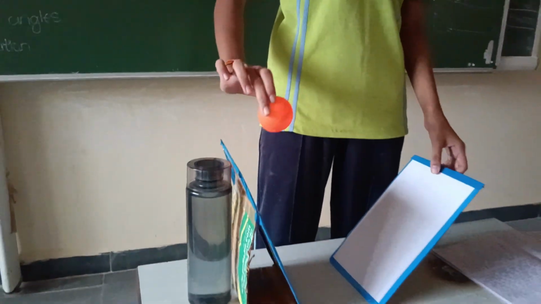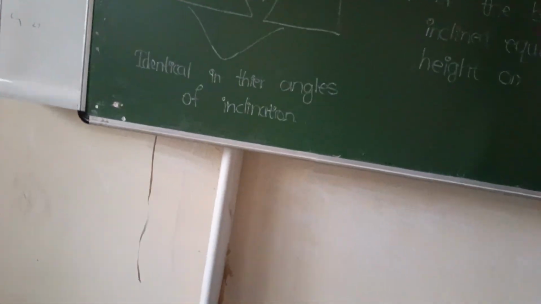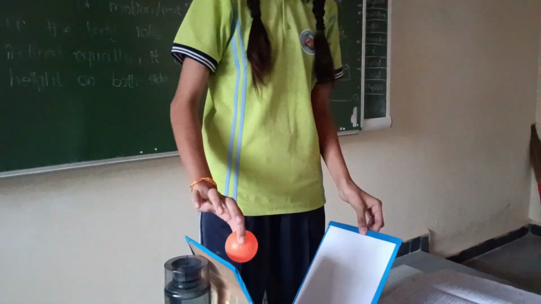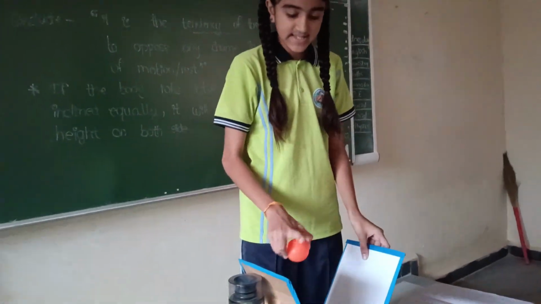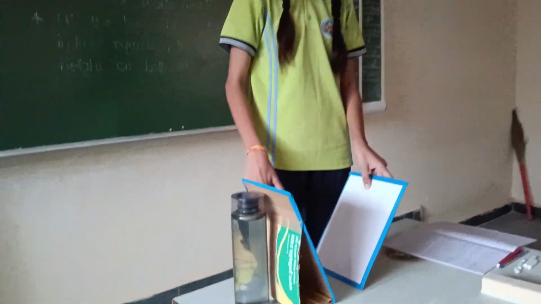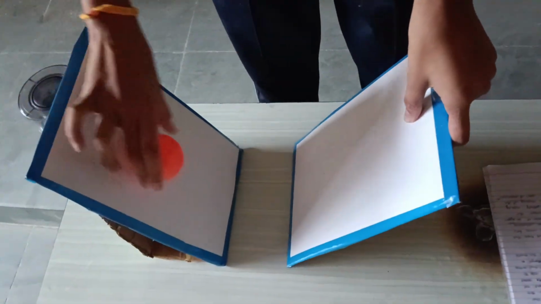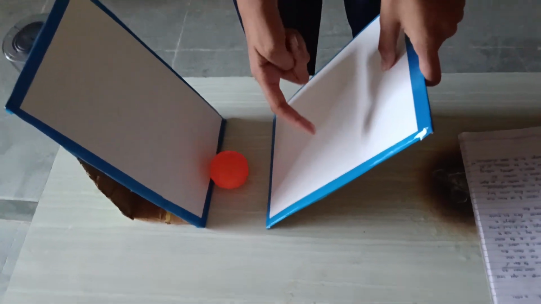When we roll the ball from this height without unbalanced force, the ball will reach the same height from where it started. Let us assume that we started rolling the ball from this height, it will go and reach the same height.